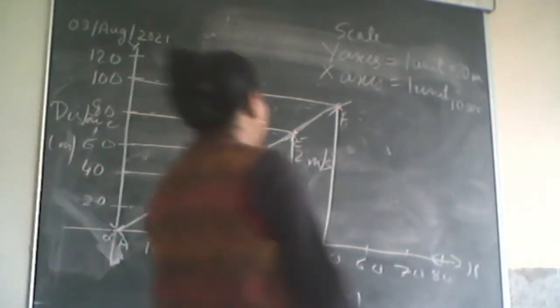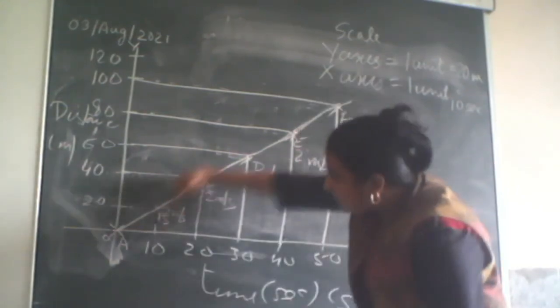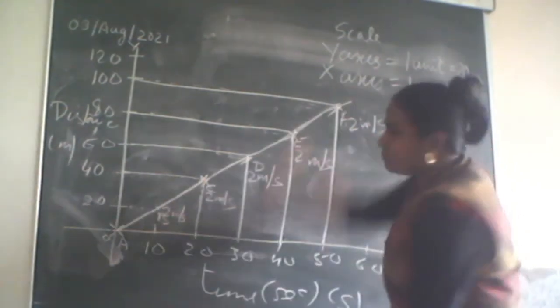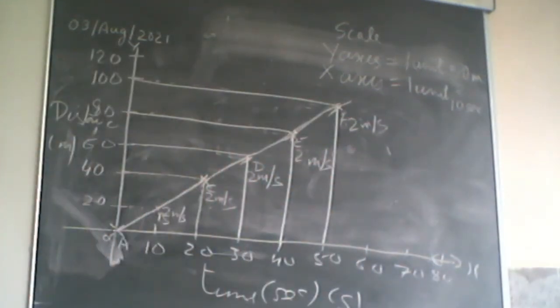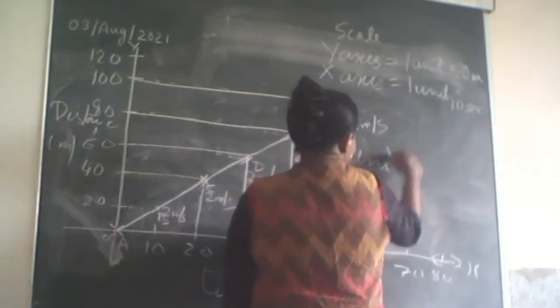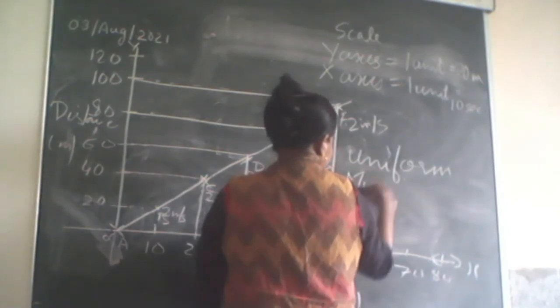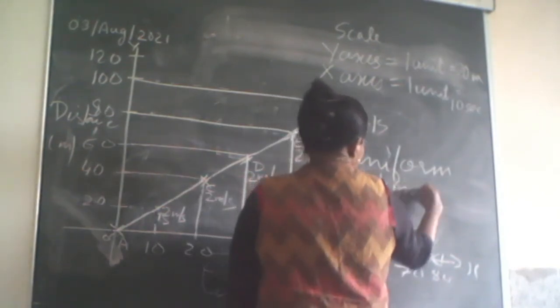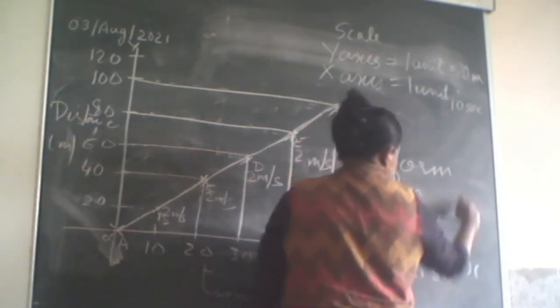So, can you observe one thing? The speed at every point is the same. Yes or no? So, have we concluded what we concluded? It's a uniform motion graph or not? It's a uniform motion distance-time graph. Correct?